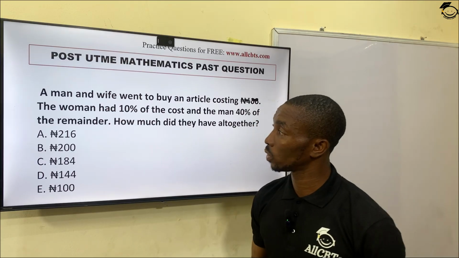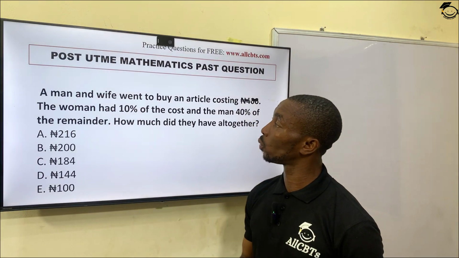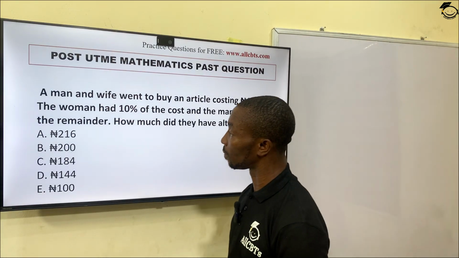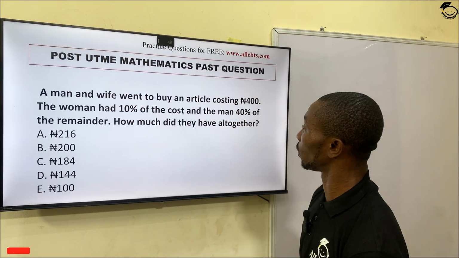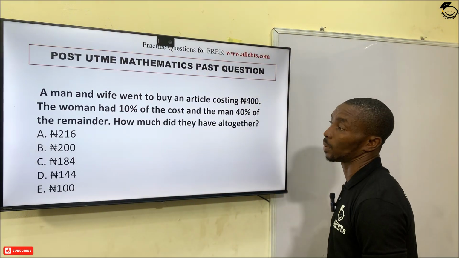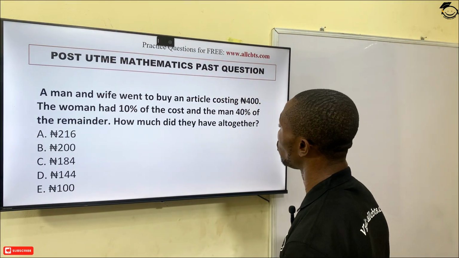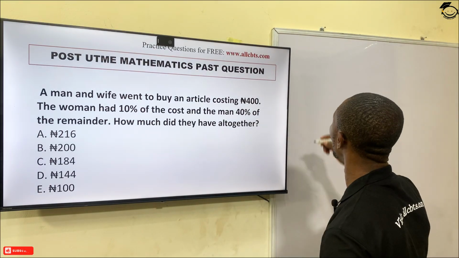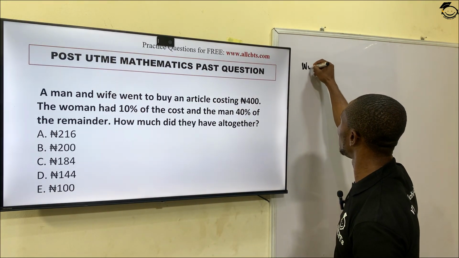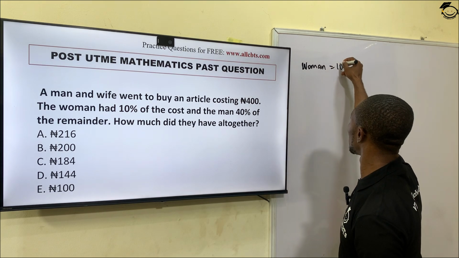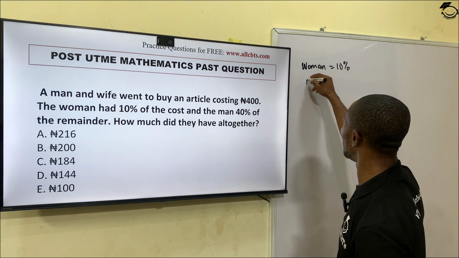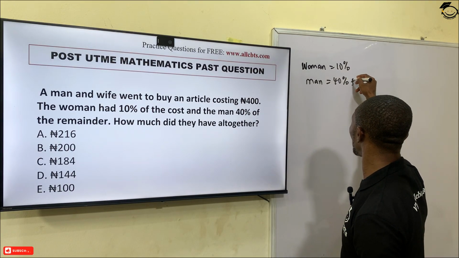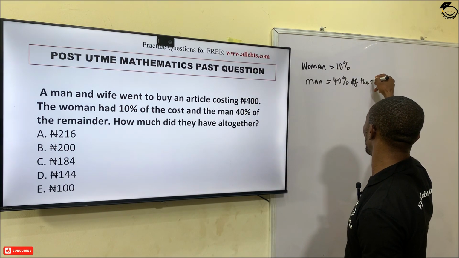Alright, our first question says, a man and wife went to buy an article costing 400 naira. The woman had 10% of the cost and the man 40% of the remainder. How much did they have altogether? Now, looking for 10% for the woman, we have 10%, and the man 40% of the remainder.